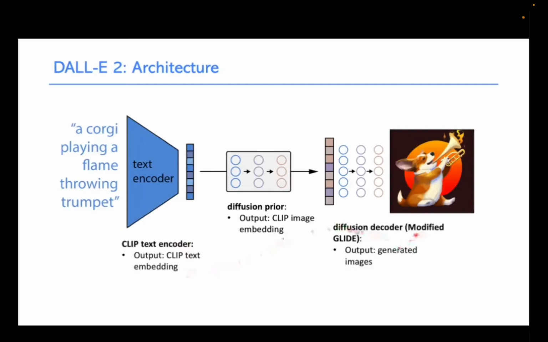If you have an idea about GLIDE, it is also a model created by OpenAI. Its usage is to condition on the text input and to use the diffusion decoder to generate images. Here it is the modified GLIDE, just because we add the image embedding into the system of GLIDE to achieve better generated images. This is the DALL-E 2 architecture.